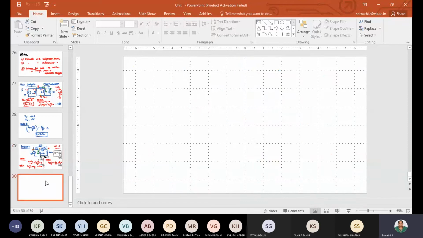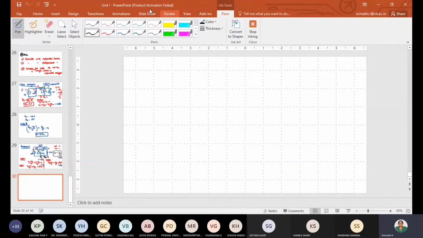Guys, try to write the equations by yourself. You can take circuits from your exercise, any textbooks available, and you can try to write your equations. Only after writing correct equations, if you solve, you will get the proper answers, right? So try to solve it. Since this is a problematic subject, you need to solve more problems.